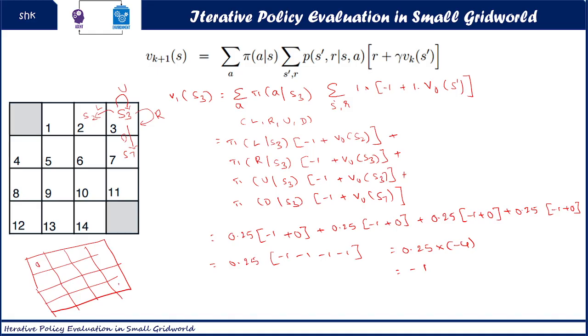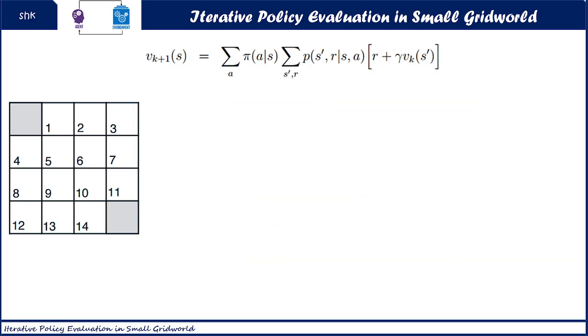So, terminal states are always 0. We already evaluated for the S1 state and S2 state. Now we are going to update the S3 state. Now we will move to evaluating the S4 state. Now we will write the value function, that is V1 of S4.